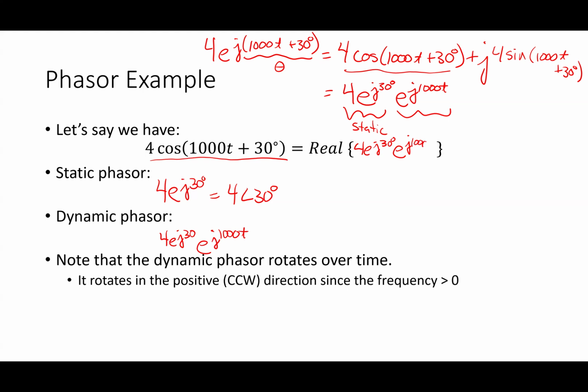Like that. There's one other way that I could write this too. I could also say that I have 4 e to the j theta. Let's try to do it this way.